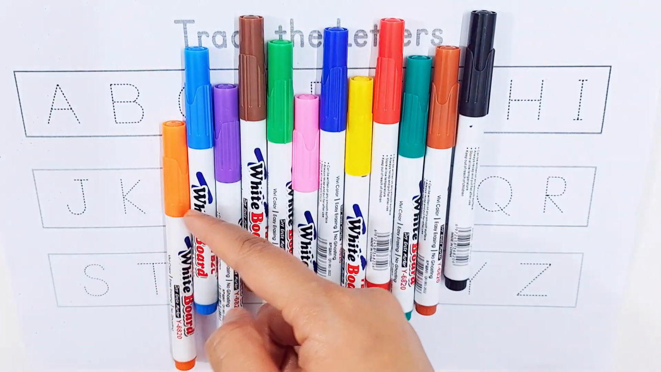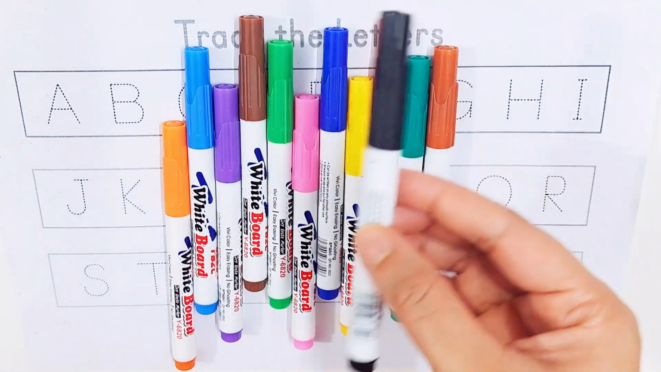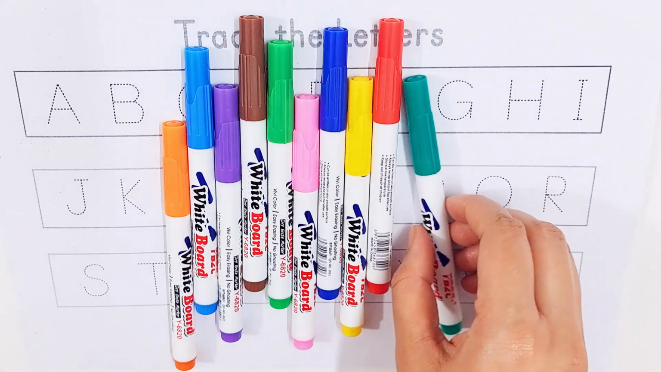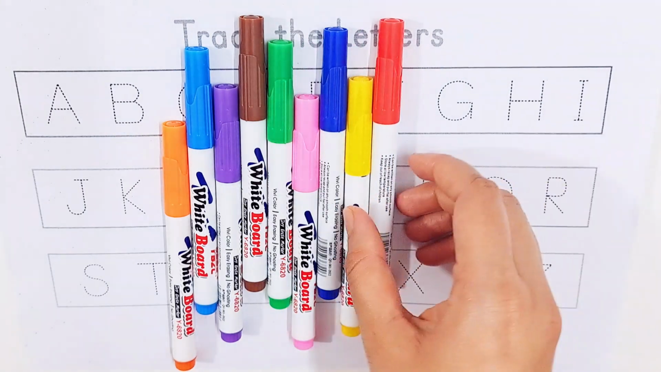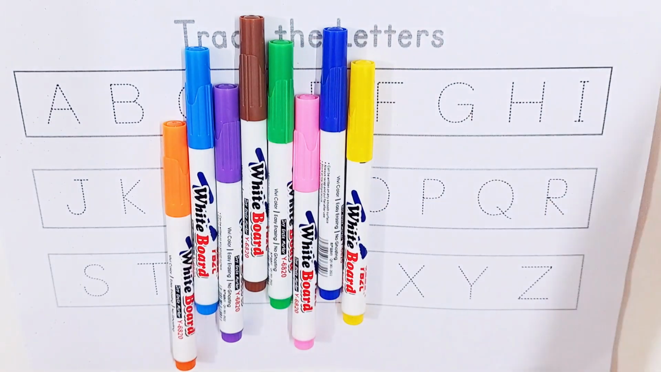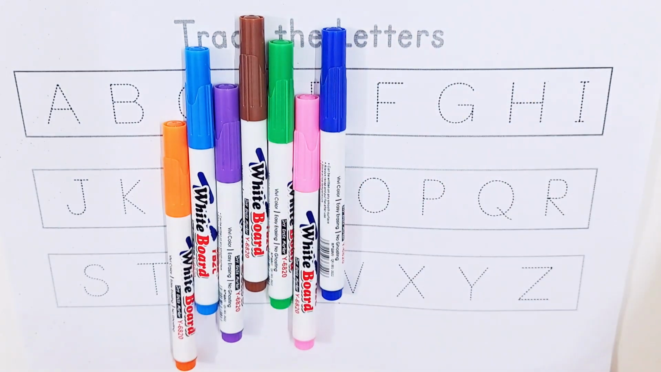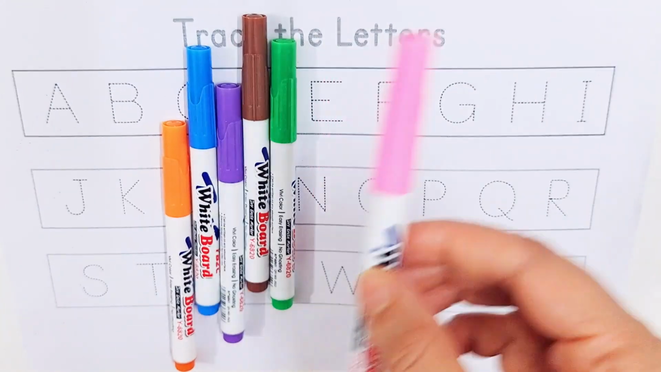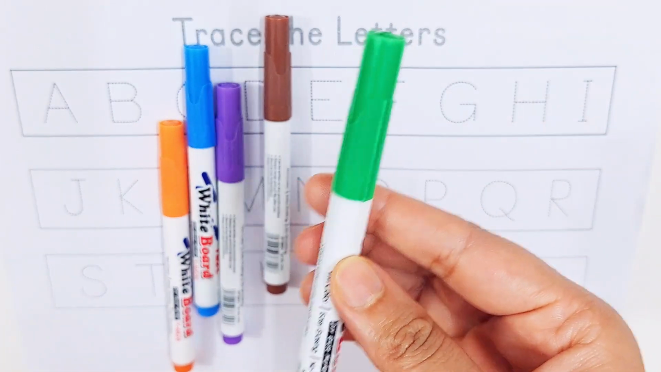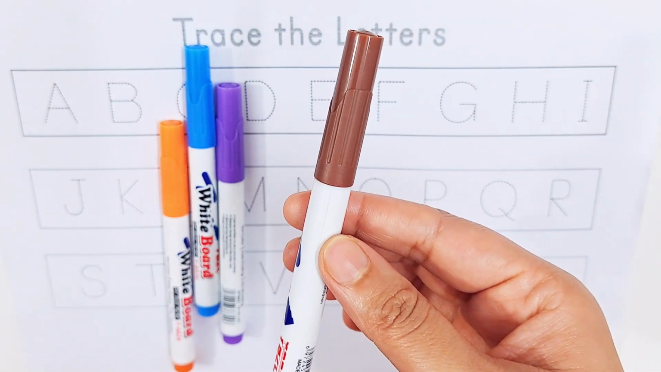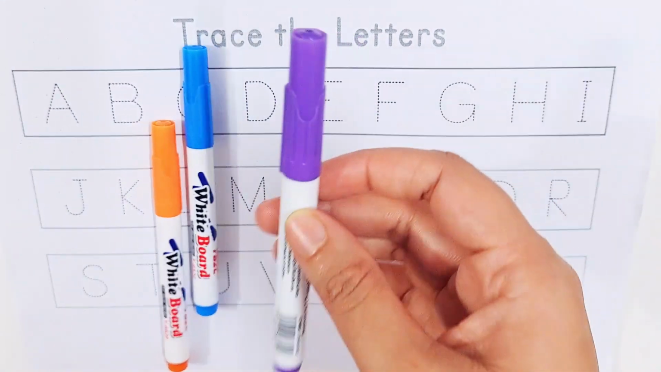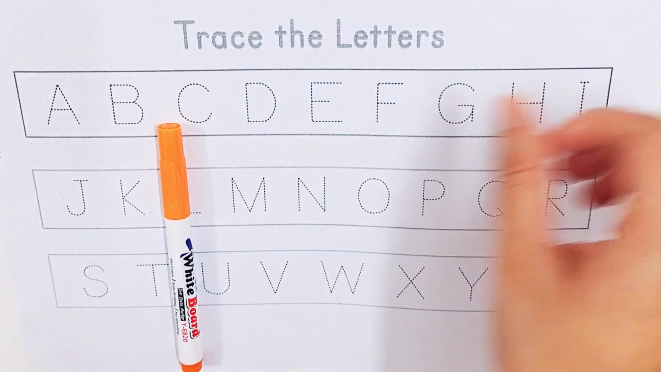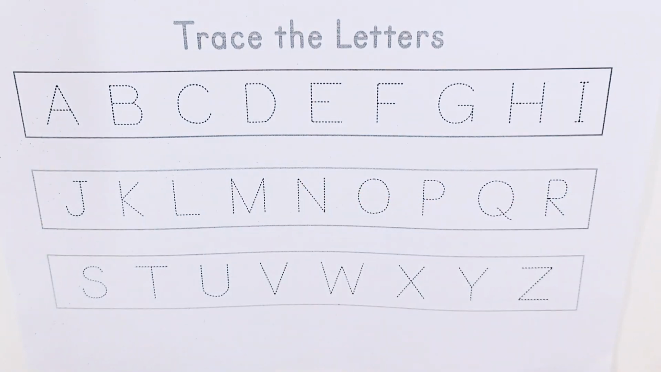Hello kids, let's learn some color names. Black color, brown color, teal color, red color, yellow color, dark blue color, pink color, green color, maroon color, violet color, blue color, orange color.